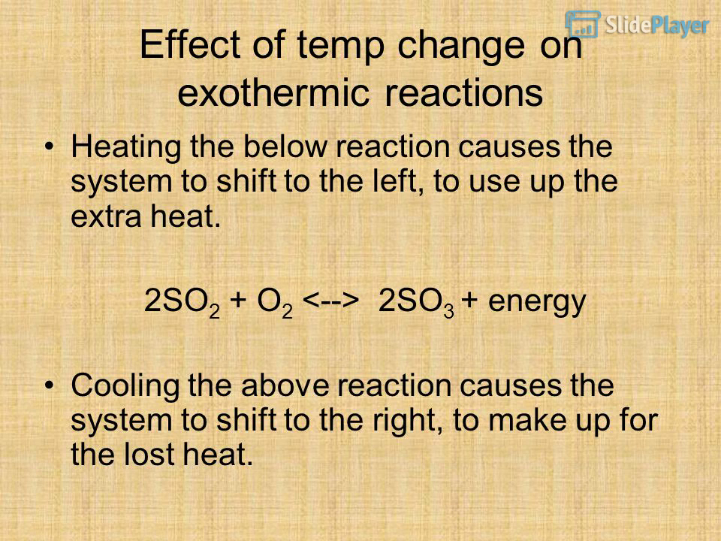Effect of temperature change on exothermic reactions. Heating the below reaction causes the system to shift to the left, to use up the extra heat. 2SO2 + O2 ⇌ 2SO3 + energy. Cooling the above reaction causes the system to shift to the right, to make up for the lost heat.